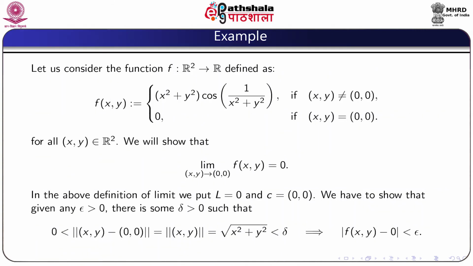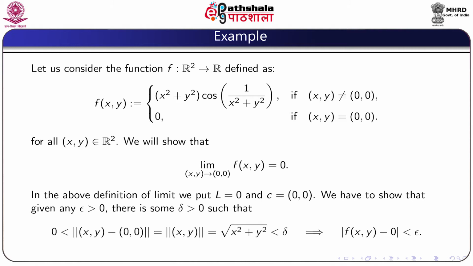Now, we give some examples of limit. We consider first a function f from R2 to R defined as follows. f(x,y) is (x² + y²) cos(1/(x² + y²)) if the point (x,y) is different from the origin, and at the origin f is 0. We shall prove that the limit of f as (x,y) approaches the origin is 0.